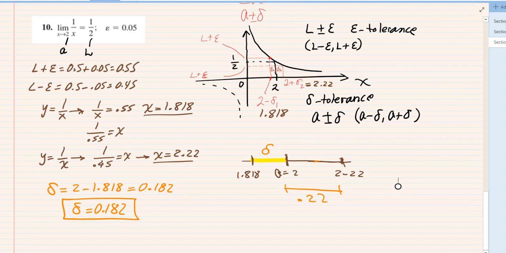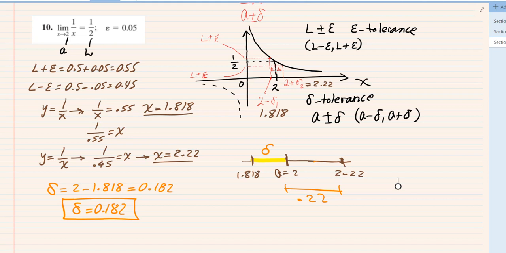We can look at an animation, because I want to make sure you really get this epsilon delta thing, so that when we go to the proof, it will make more sense. One thing to mention: the value of delta is not unique. We found delta to be 0.182. 0.182 will meet this requirement of epsilon equal 0.05, no problem.